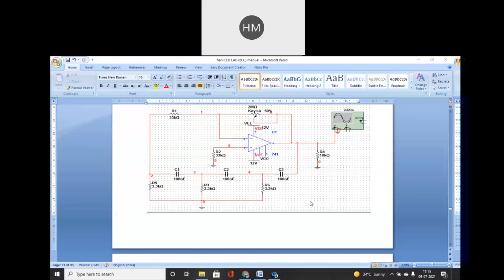Operational amplifier, RC phase shift circuit. Okay, you can design your own circuit.